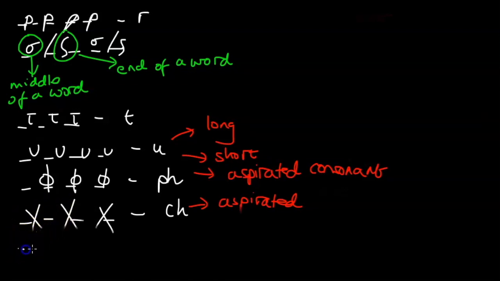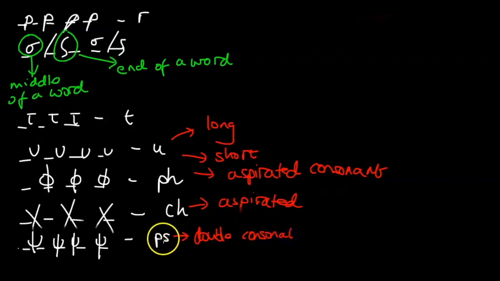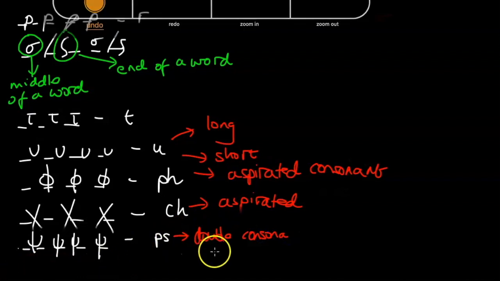Okay, so after the chi, we have psi. So psi looks quite like a kind of trident, or something along those lines. And the English equivalent is ps, so it's pronounced ps. And so, you're probably getting the hang of this now. This is therefore called a double consonant. We've already had a few of these.